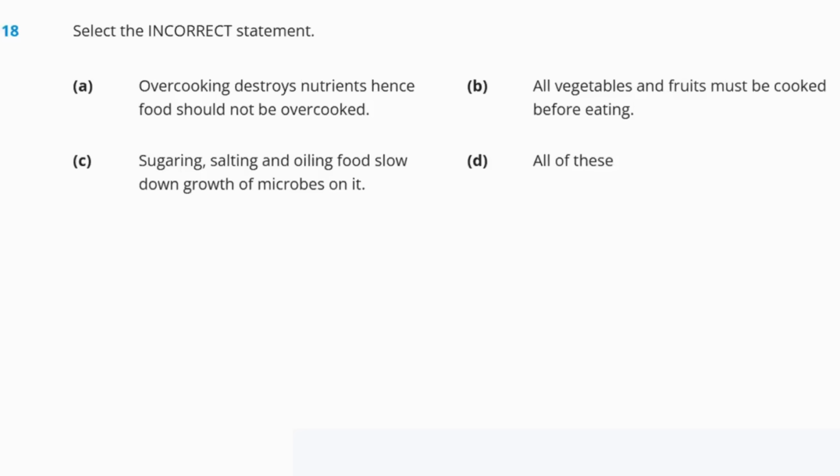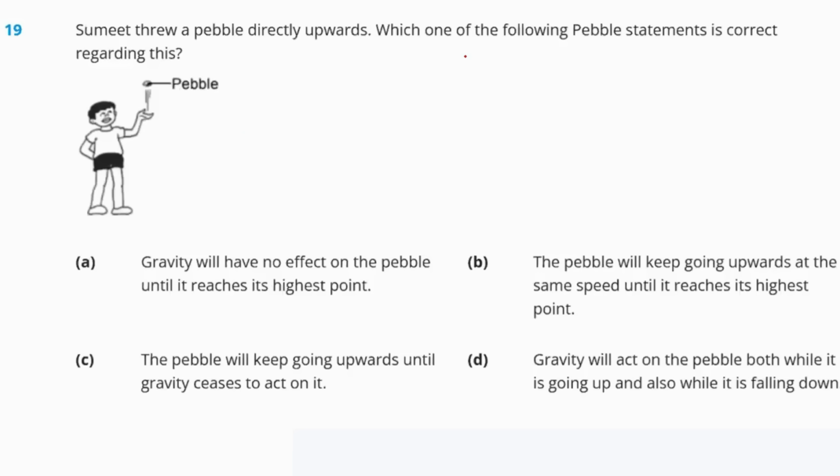Okay. Question number 18. Select the incorrect statement. Overcooking destroys nutrients, hence food should not be overcooked. We need to find the incorrect statement. Okay. All vegetables and fruits must be cooked before eating. This is wrong. We do not cook all the vegetables and fruits, not at all. Right. So our answer would be option number B here.